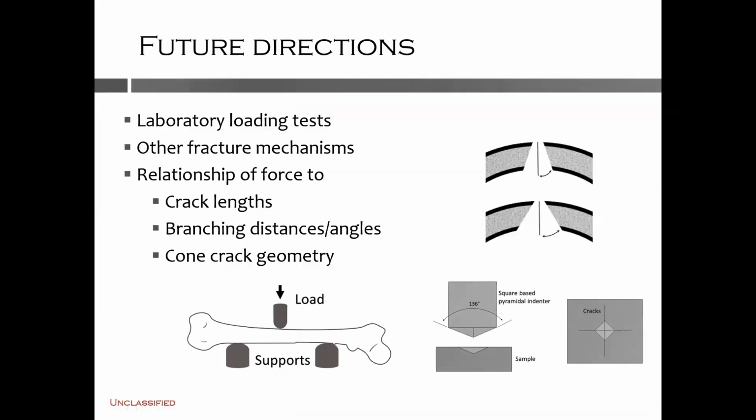Okay. We're getting a better understanding of how fractography can be used to understand bone failure, but there's so much still to be learned. In the guide, we suggest a number of areas that we think would benefit from additional study, including laboratory loading tests and fractography of non-blunt and non-impact fractures, for example, sharp and thermal fractures. Much more could also be investigated in areas such as the relationship between force and crack lengths, branching distances and angles, and cone crack geometry in bone.